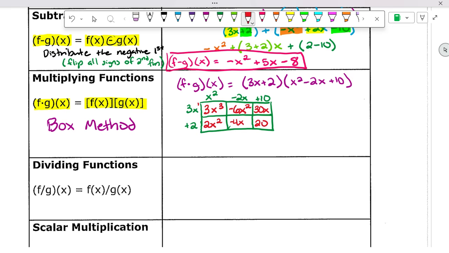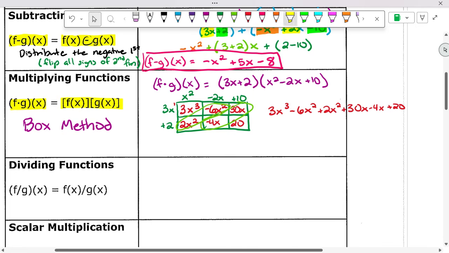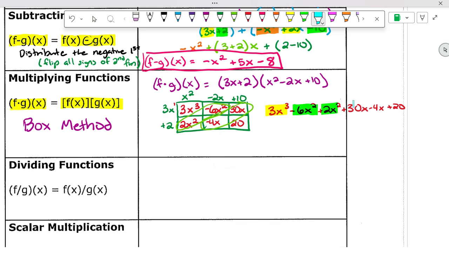So now I'm going to take everything out of my box and write it out. So I'm just going to automatically put my like terms together. And a little trick is, more often than not with box method, your like terms are usually diagonal from each other. So the x squares and the x's, I went ahead and wrote them together. So like I said, I boxed them together. So here's my like terms. You got to remember to combine them at the end.